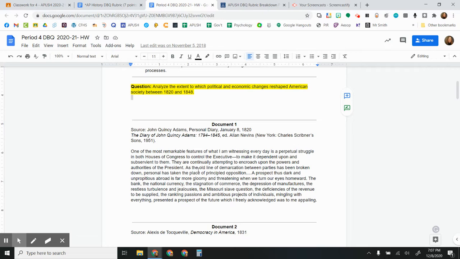Okay, so say that this one is a political one, and then it talks about, I'm just going quickly, the Missouri slave question. You could say, okay, this is maybe the social issue that has to do with this political topic. So you sort, you organize, you figure out where you're going to use things. Then you're going to create a quick outline and then start writing.